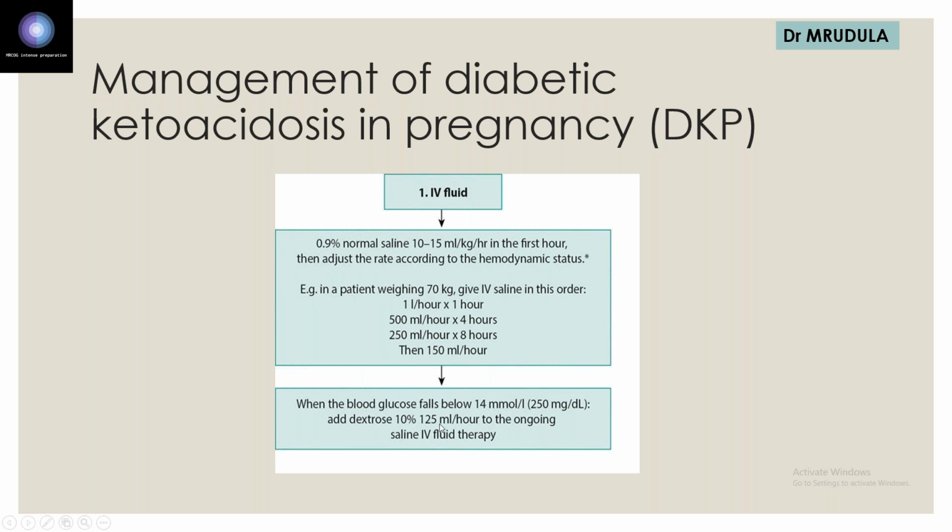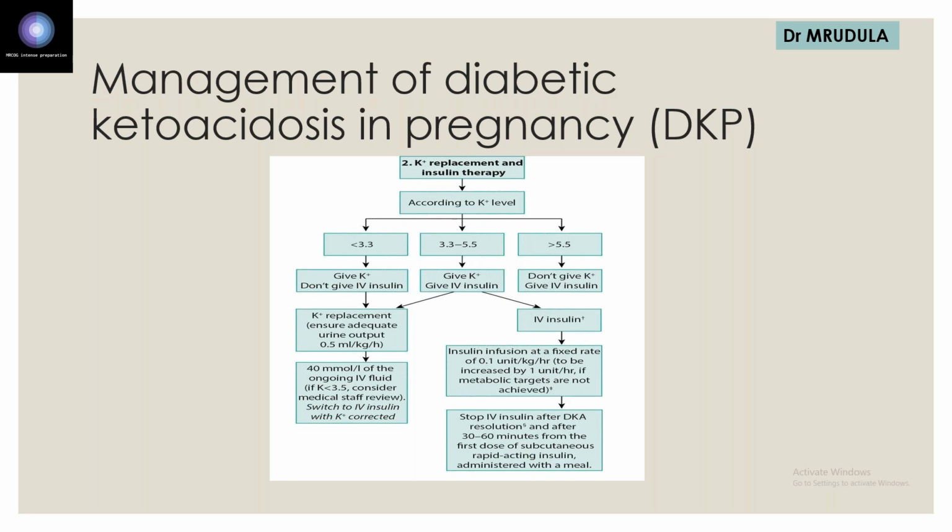Now when the blood glucose falls below 14 millimole, that is 250 milligram per dl, you have to add 10% dextrose, 125 ml per hour. So the initial choice of fluid is 0.9% normal saline till the sugar comes to less than 250. Once the sugar comes to less than 250 or 14 millimole, then you have to add 10% dextrose, 125 ml per hour.